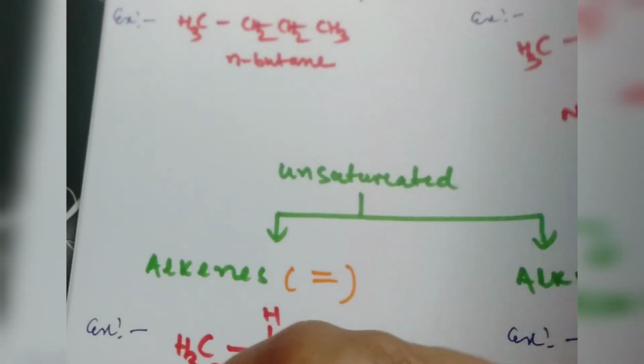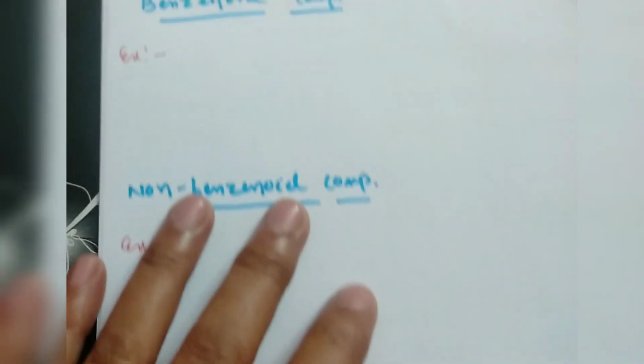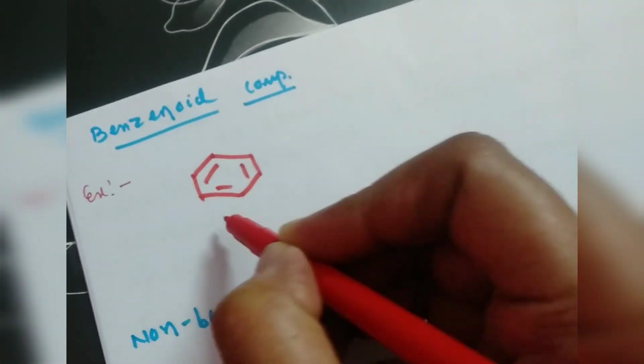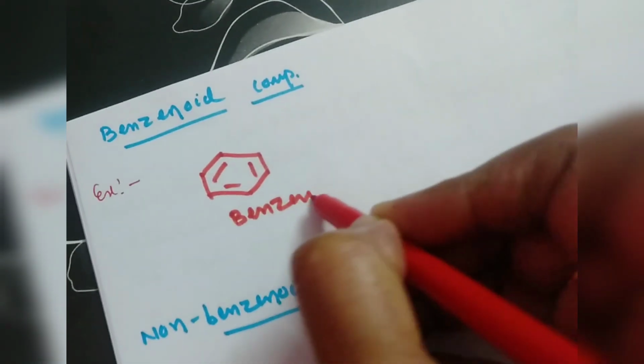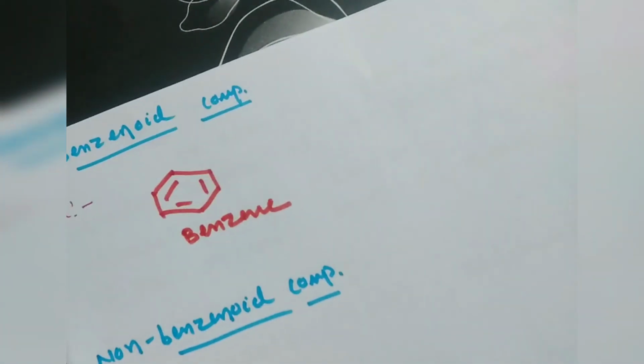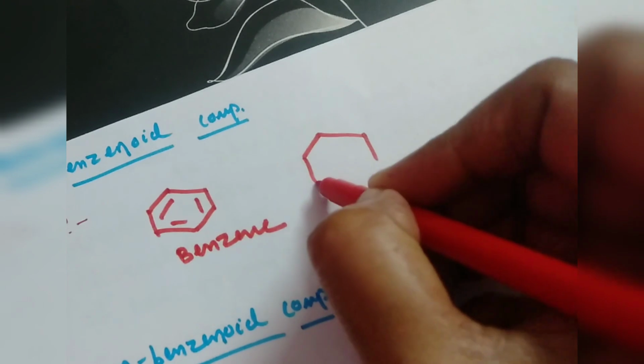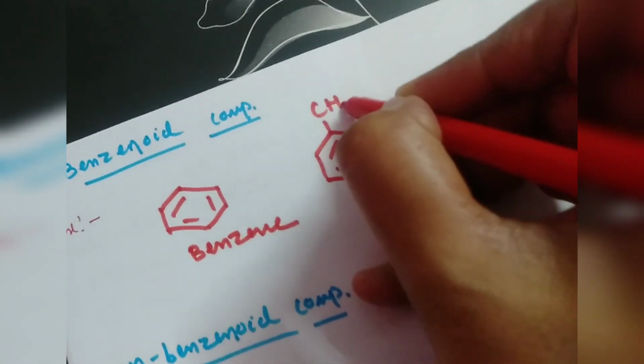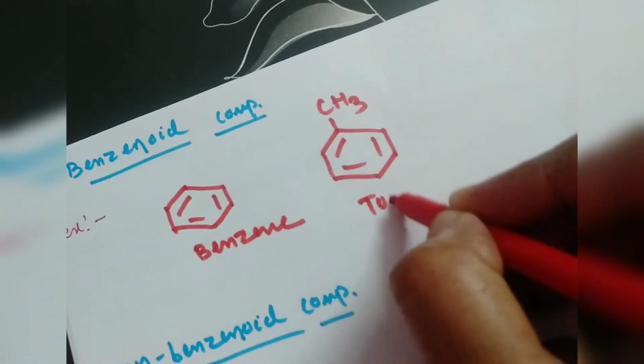Similarly, aromatic compounds are divided into benzenoid compounds and non-benzenoid compounds. Which compounds are benzenoid and non-benzenoid? See here. Benzenoid compounds means, first of all, we will take the example of benzene. This is a benzenoid compound. Similarly, if I write this compound, the name of the compound is toluene.